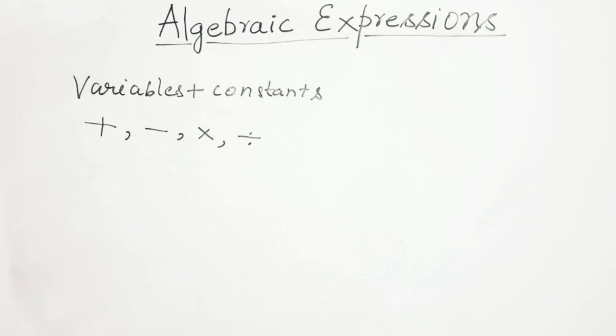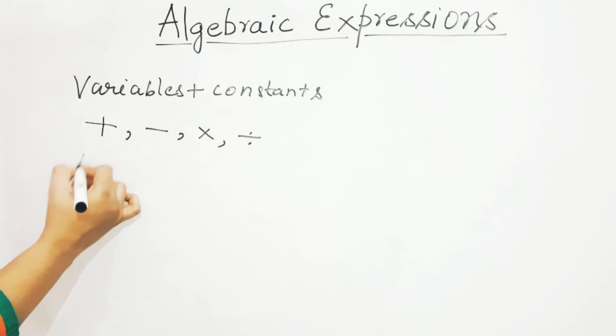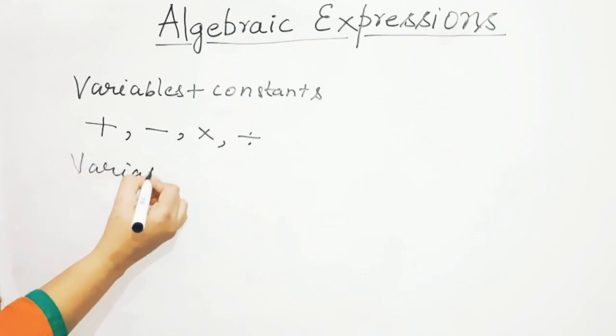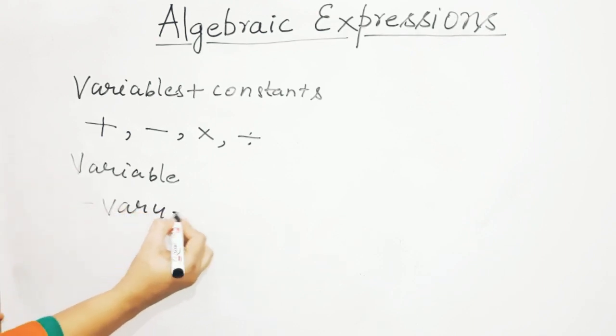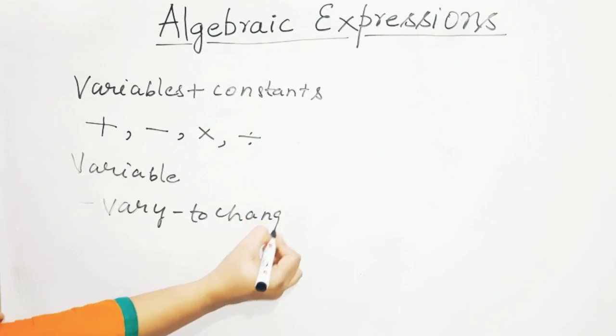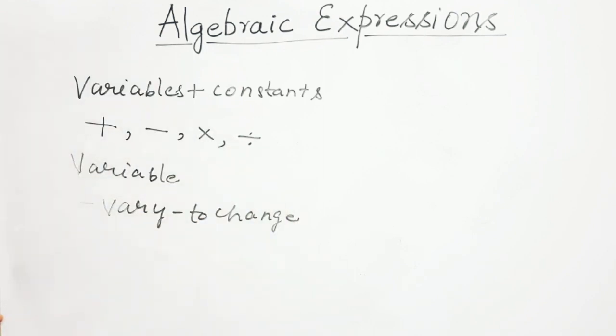Now there must be one question arising in your mind, what are variables and what are constants. So my first question to all of you is, what is the meaning of variable in English? You must have studied in English also about variable. Variable means the thing whose value varies. Vary, what does it mean? To change. Vary means something which is changing again and again.